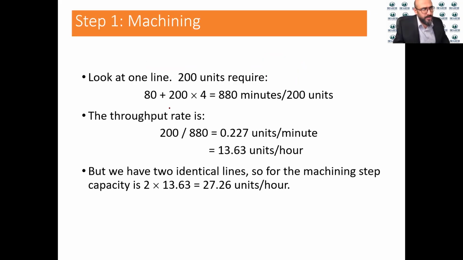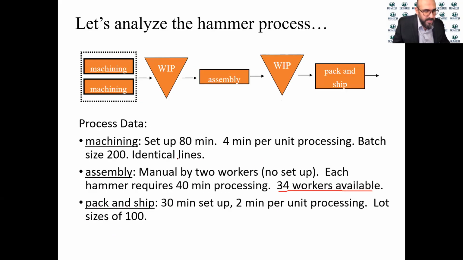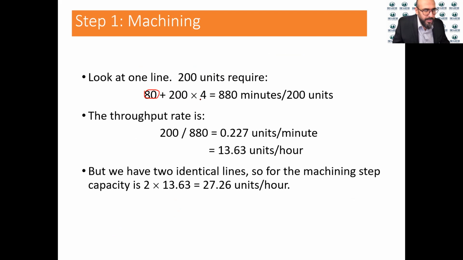All right, let's take a look at step 1, the machining. We're going to look at one line. For one line, we need 200 units. This is the batch or lot size. We have a setup time of 80, taken from here. This is the 80 setup time, plus 200 times 4, which is the cycle time. For the 200 units, we can finish them in 880 minutes. This is how much time we need to process these 200 units.